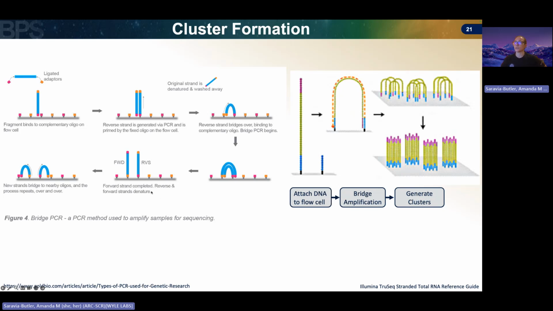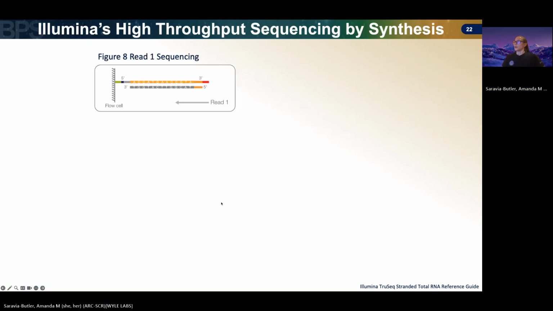So at the end of cluster formation, you're going to have what looks like this: millions of copies of each one of your sequences in these little clusters. So that's why it's called cluster formation, right? So we have little clusters of millions of copies of the same sequence that we're going to then go ahead and sequence with the sequencing by synthesis mechanism. And this image here is from the Illumina TruSeq Stranded reference guide. And so again, continuing with the Illumina method here, showing what it looks like for the sequencing step.